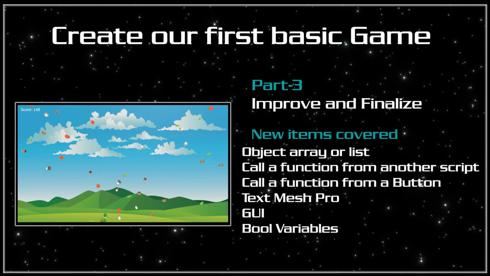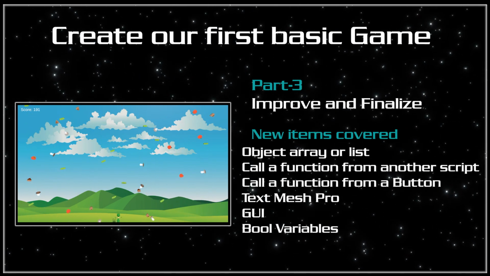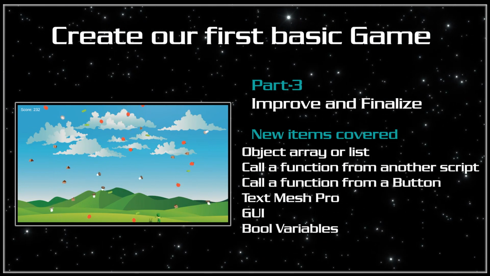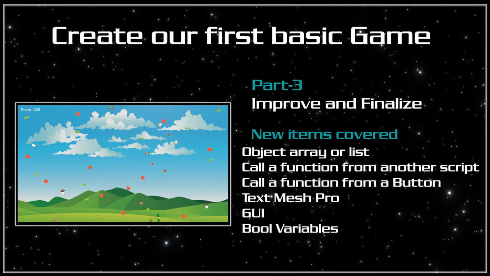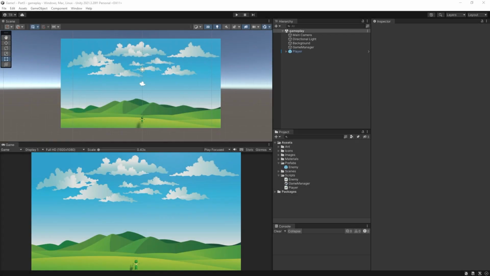So we have the basic game with objects falling and the player that moves to avoid them. So now we need to make it a little more interesting. This video will be a rather big step up from the previous two, so get your thinking caps on and let's get into it. Right, so we've got our game open from where we left off in the last video.